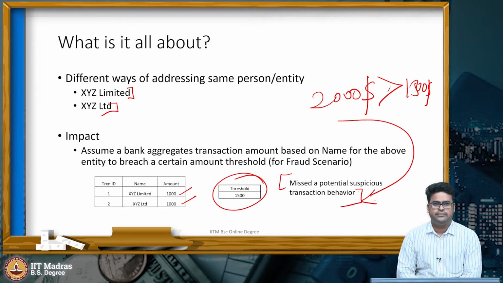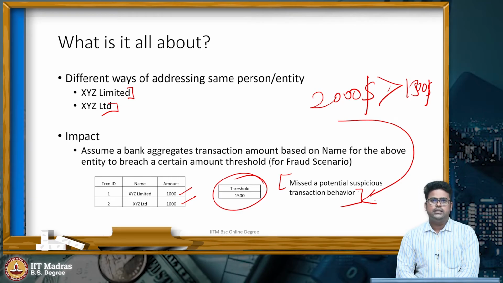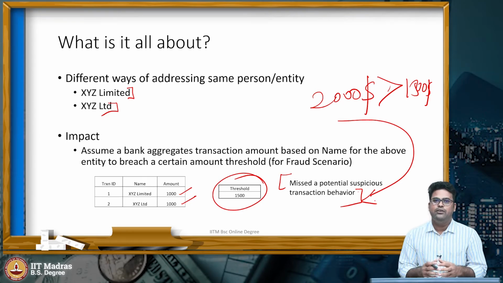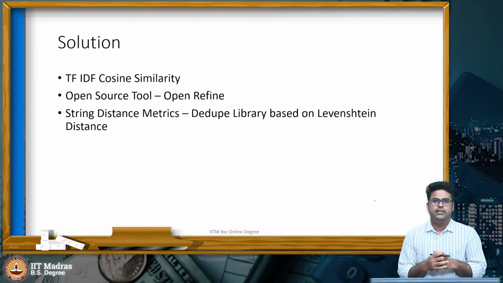So how do we solve it? A human cannot sit through the millions of transactions going on in a day and try to club them into similar groups. This is where we look to data science for solutions. There are multiple ways of addressing this problem, and there are multiple tools in the market as well, a few of which are open source.